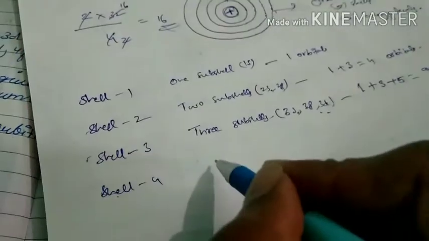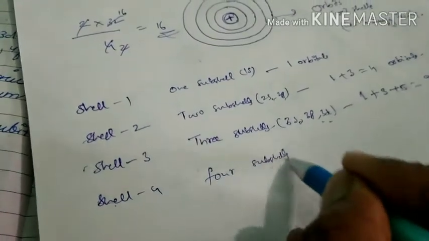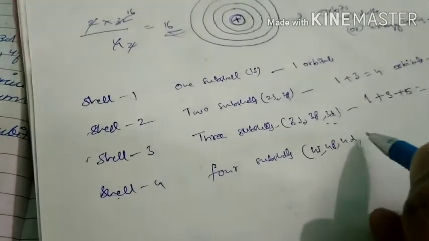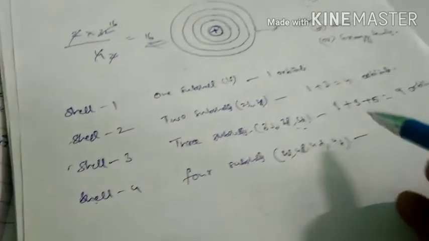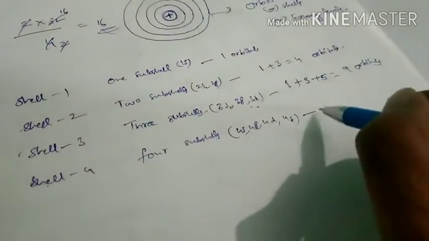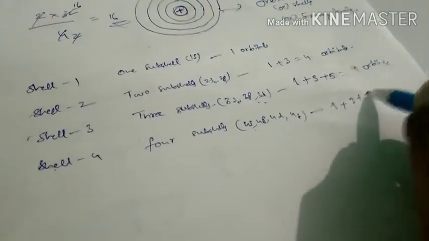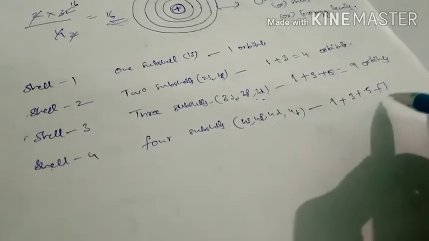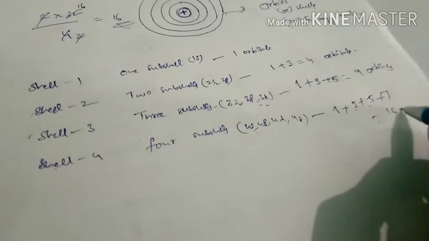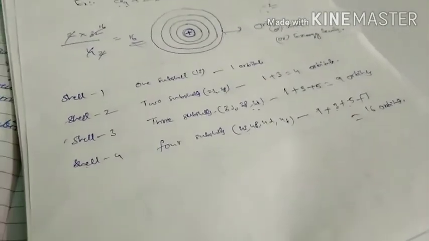That means the fourth shell contains how many subshells? 4 subshells. They are what? 4s, 4p, 4d, 4f. How many orbitals here? 4s contains 1 orbital. 4p 3, 4d 5, 4f 7. Total 7 plus 5 is 12, 12 plus 3 is 15, 15 plus 1 is 16. 16 orbitals.